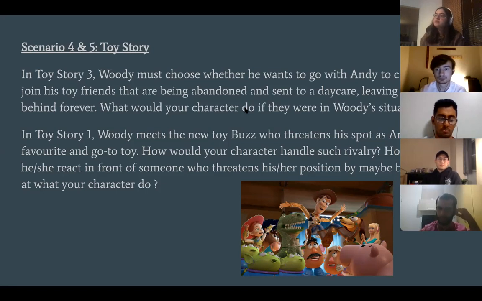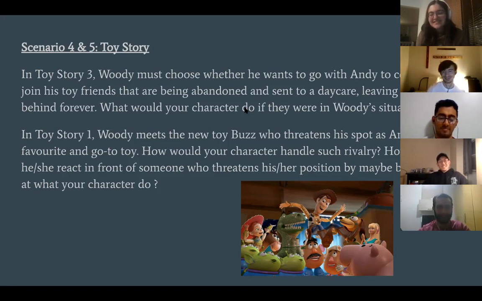What could we do? How would Thanos act in this situation if Thanos was a toy? The little Thanos toy. Oh, that's funny. He'd go with Andy, I guess. Yeah. I mean, yes, he will make the logical choice, and there's nothing to lose in this choice. He doesn't really have friends. He has few loved ones.